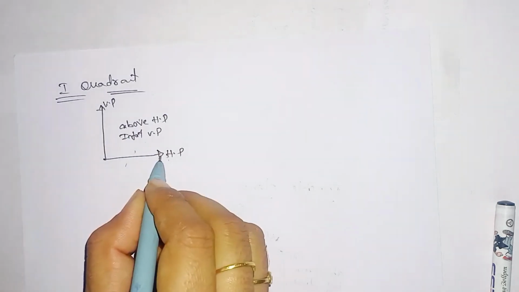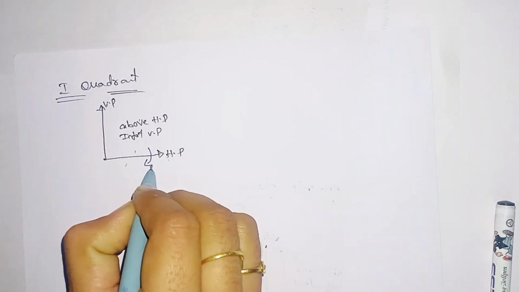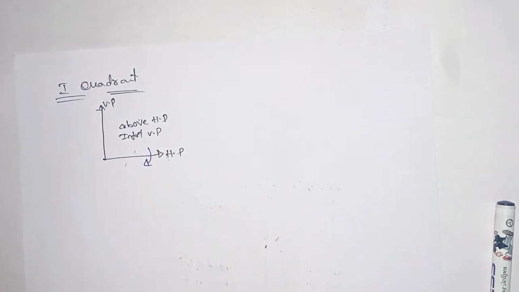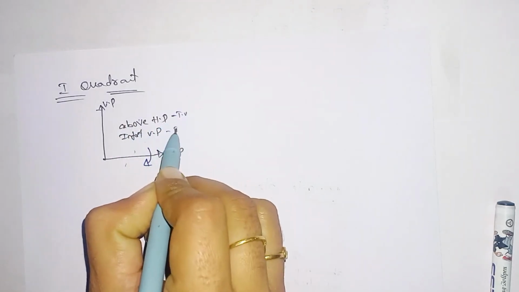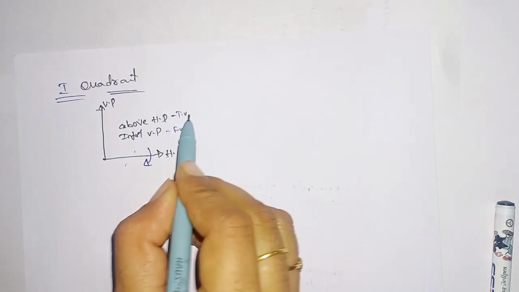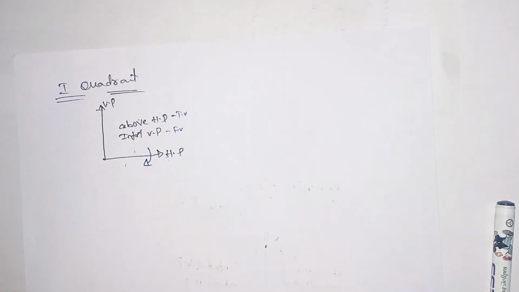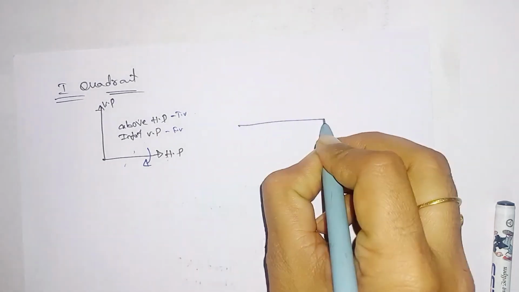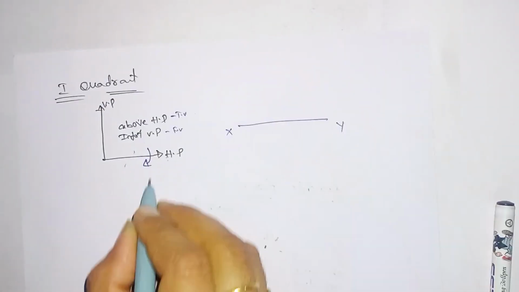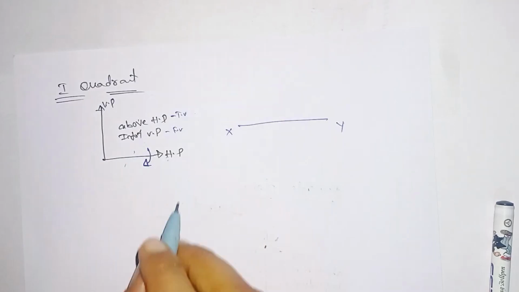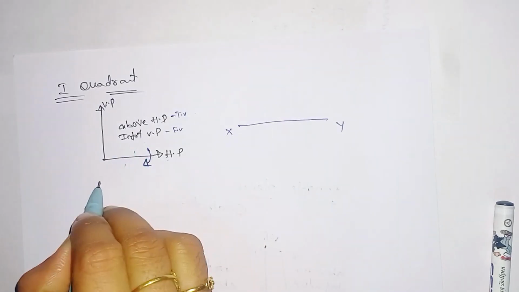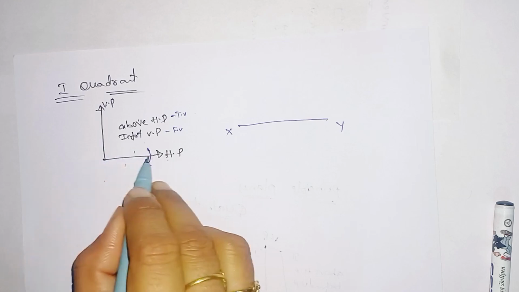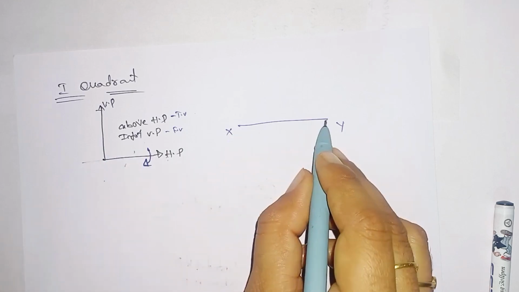HP is also a reference line, and HP always rotates in the clockwise direction. HP means top view, and VP means front view. The top view names are A, B, C. The front view names are A prime, B prime, C prime. So draw a reference line XY. If it rotates 90 degrees clockwise, HP comes downside. So then this is the reference line, and here I am drawing the reference line.